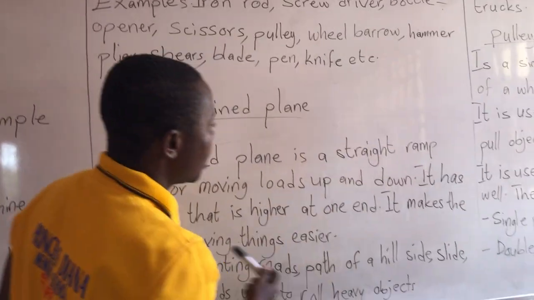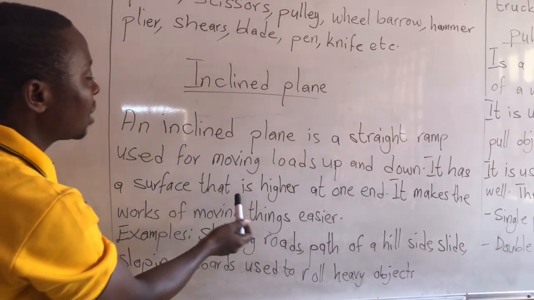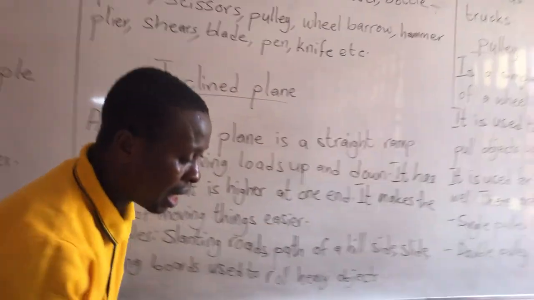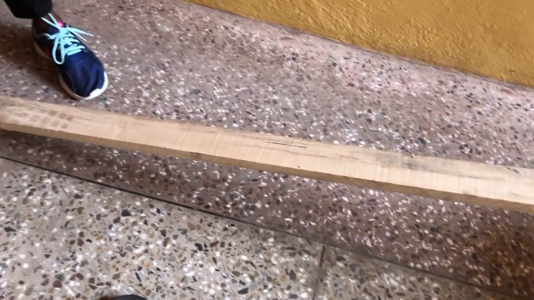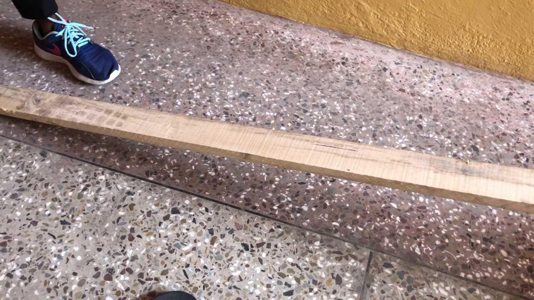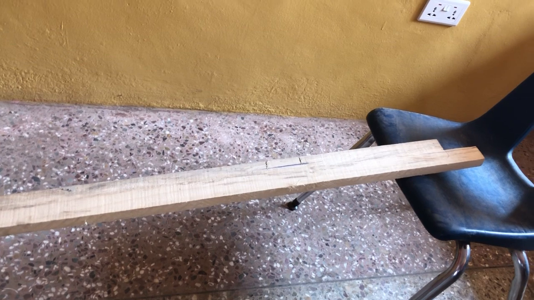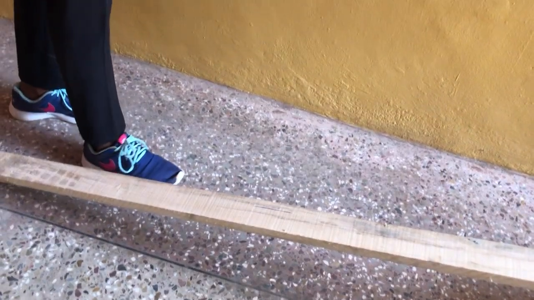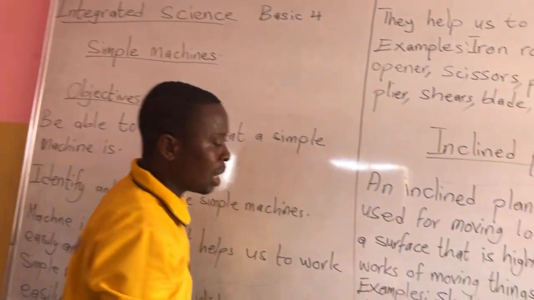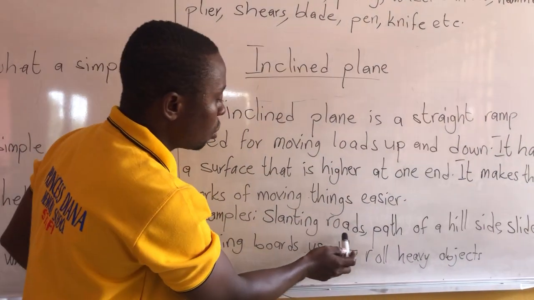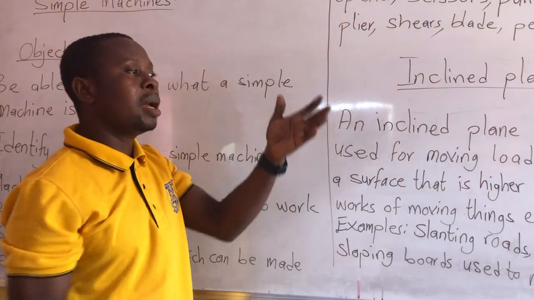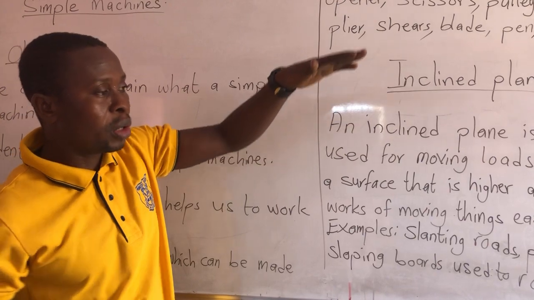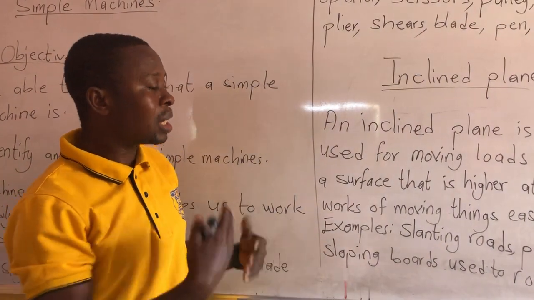It has a surface that is higher at one end. You can see that this is the end which is higher, and this side is the end which is lower. So we start moving the load from here up to the top there. At the same time, we can move the load from the top down using the inclined plane, which makes it easier. Then let's look at some examples. We have slanting roads. When you are climbing a hill, when a car is coming, you see that the road is slanted. It's an example of an inclined plane.